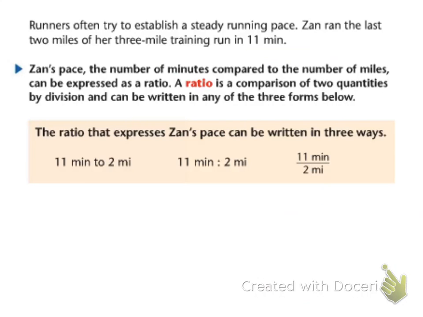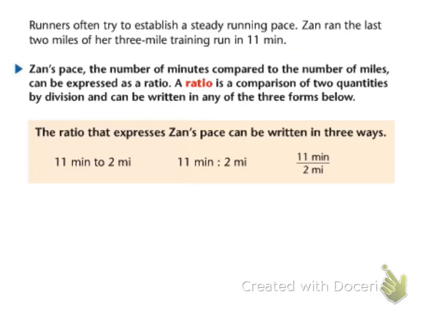So this is straight out of your textbooks. It says runners often try to establish a steady running pace. Zan ran the last 2 miles of her 3-mile training run in 11 minutes. Now, if you are in track or you want to be in track, that is a really fast time. So 2 miles in 11 minutes.